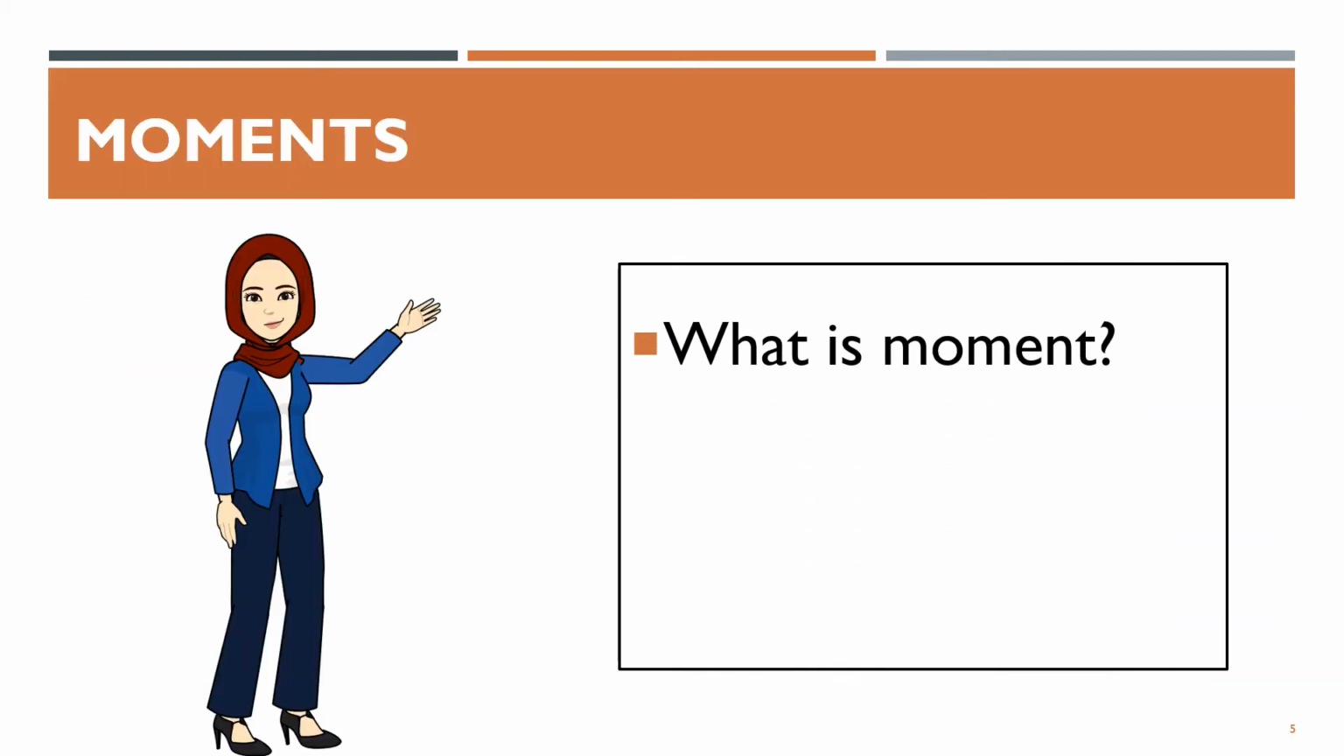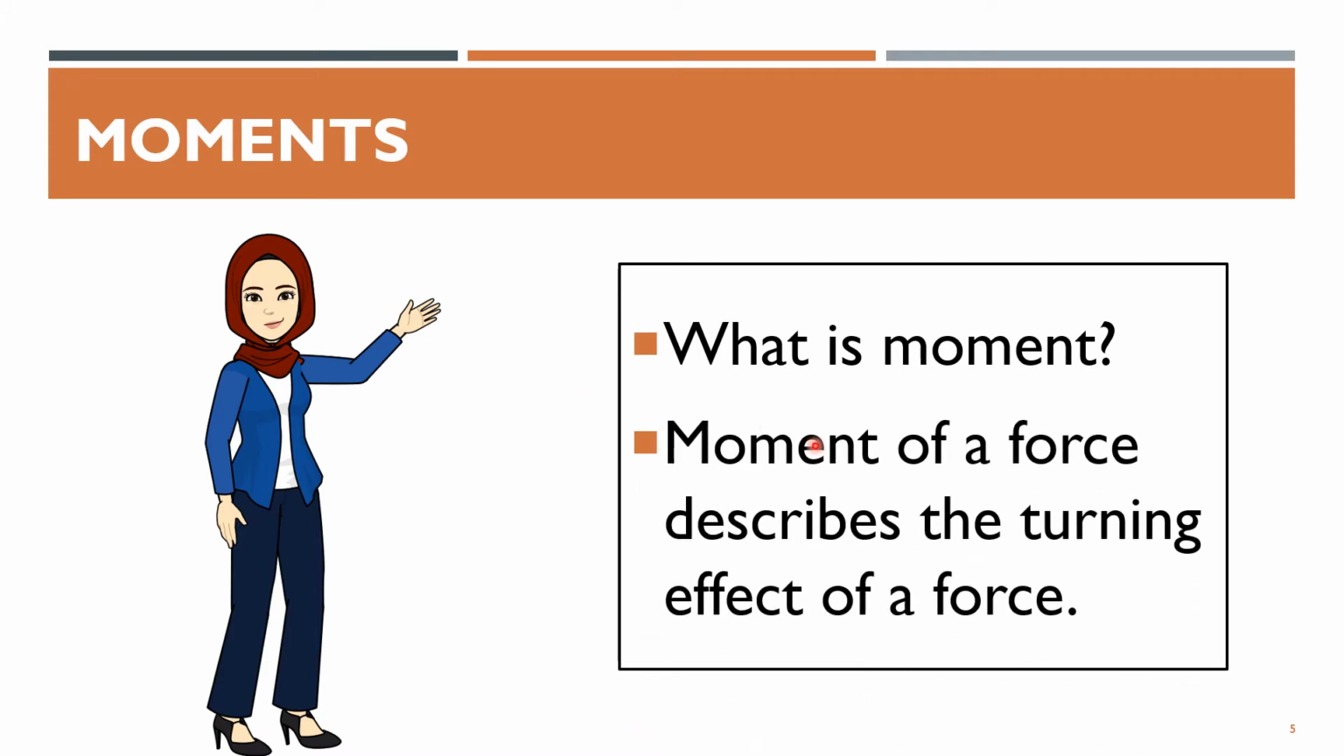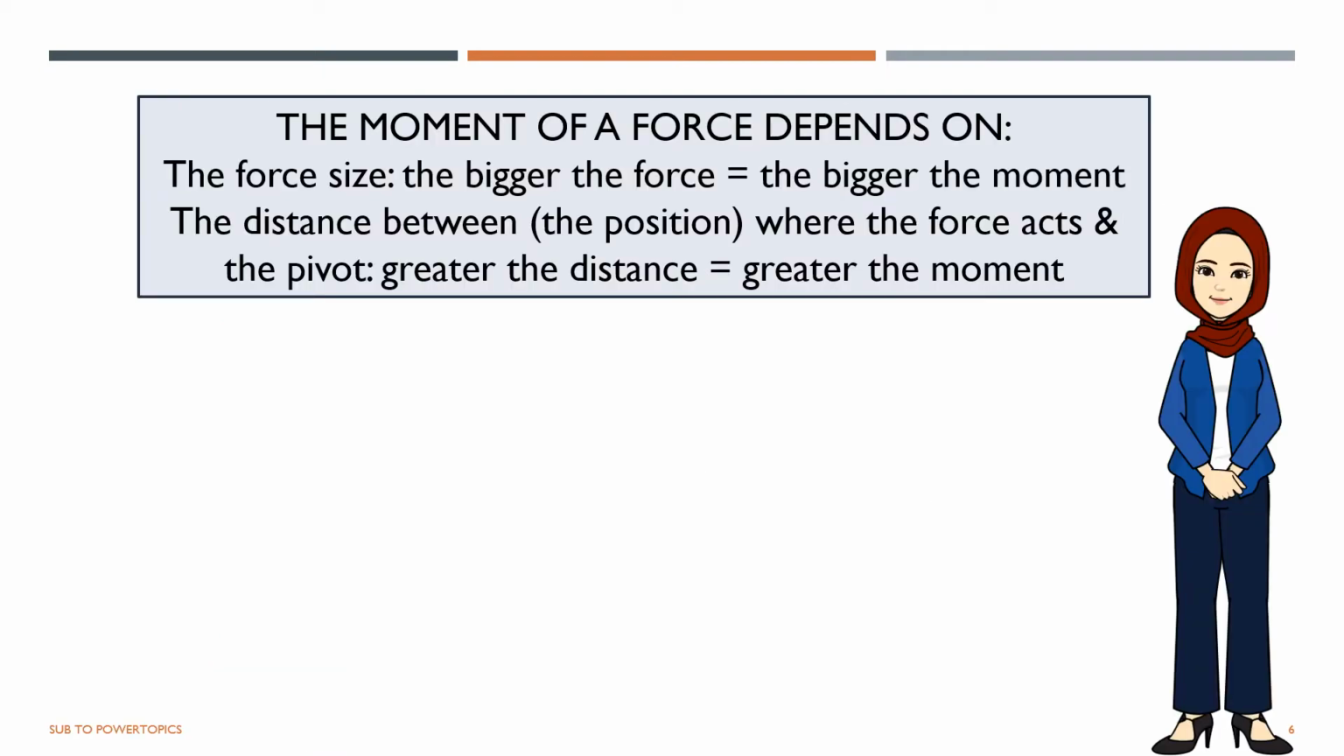Moments. What is a moment? The moment of a force describes the turning effect of a force. The moment of a force depends on the force size and the distance between where the force acts and the pivot. The bigger the force, the bigger the moment, and the greater the distance between the position where the force acts and the pivot, the greater the moment.